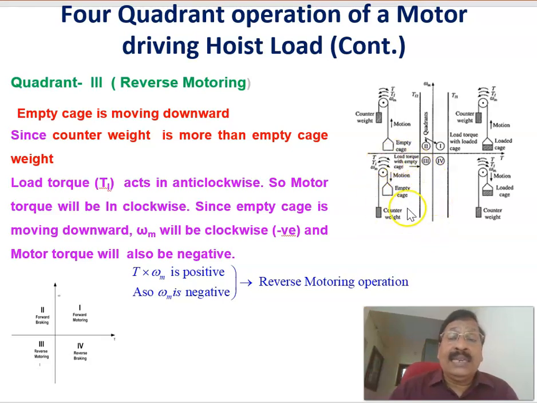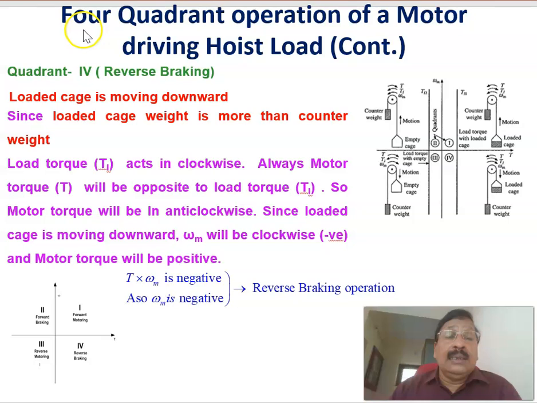Therefore, whenever an unloaded cage is to be moved from the upper level to the lower level, the motor is to be operated in the reverse motoring region. That is, torque into omega is positive and omega m is negative. This is the third quadrant of operation, reverse motoring.